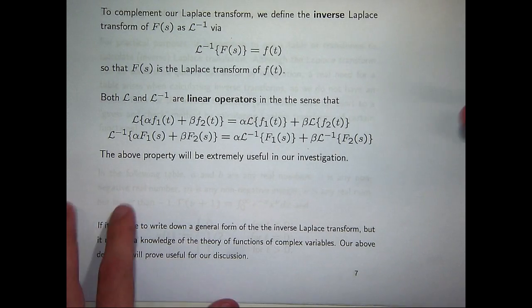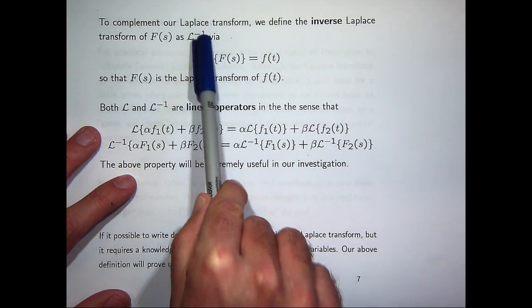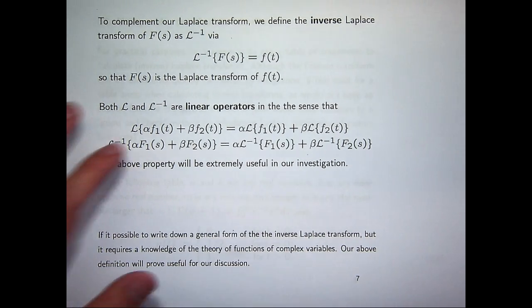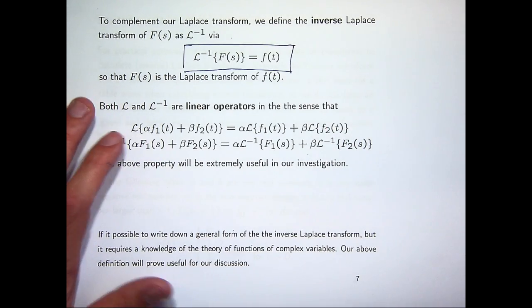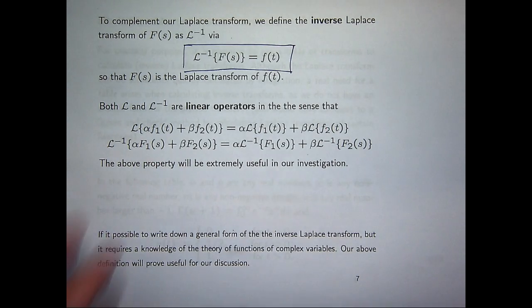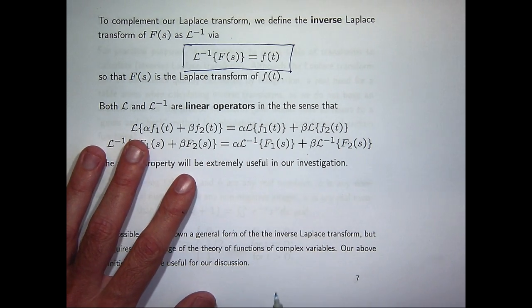Okay, so that's a few of the ideas on how we calculate Laplace transforms. Now, to complement our Laplace transforms, we define the inverse Laplace transform. So instead of this curly L, you have L with this -1, or L inverse. Now, it's defined through the following identity. So you can think of L inverse as just undoing the Laplace transform.